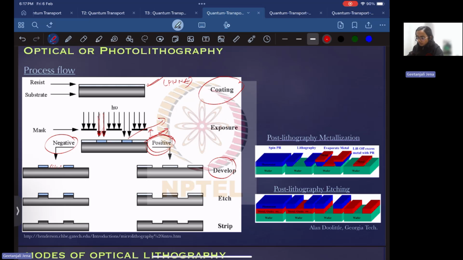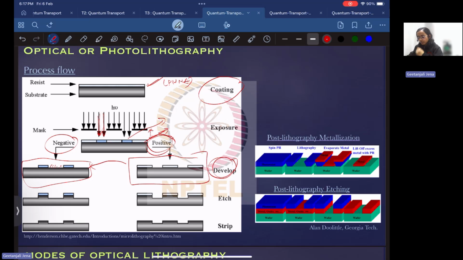So after doing the develop stage, we will have a structured resist. In one case, we have a pattern like this. In another case, we have the pattern which is complementary to the pattern we have in the positive photoresist.